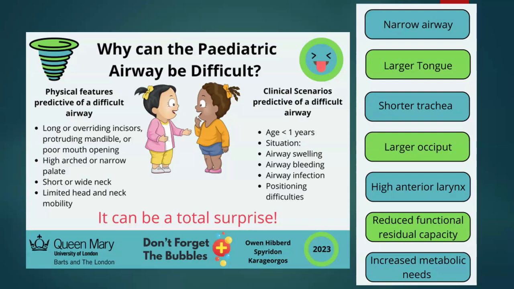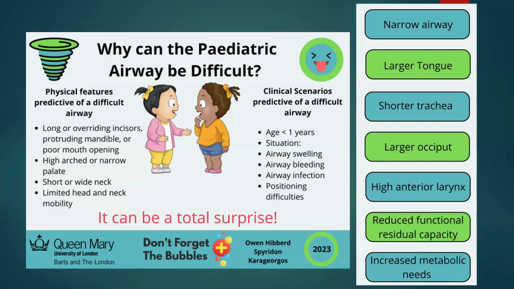Some scenarios that predict difficult airways. So any child under the age of 1 year is a difficult airway, regardless. And in these children as well, you often see airway swelling, airway bleeding, very friable tissues as well. We all know about laryngotracheal bronchitis and epiglottitis, common airway infections, and tonsillitis that might be causing small spaces that may make these patients difficult to intubate, and then also just positioning difficulties in general.